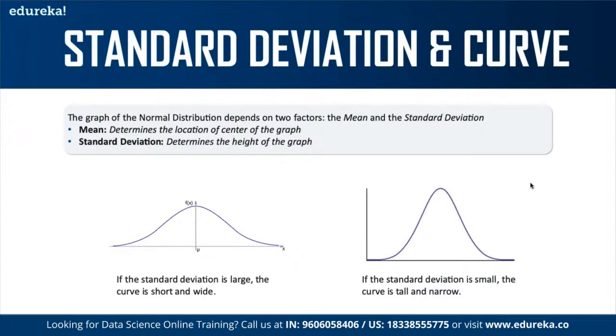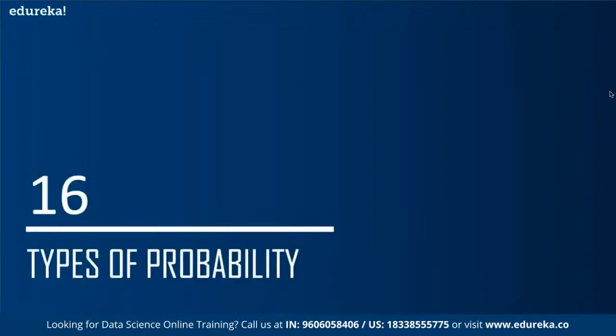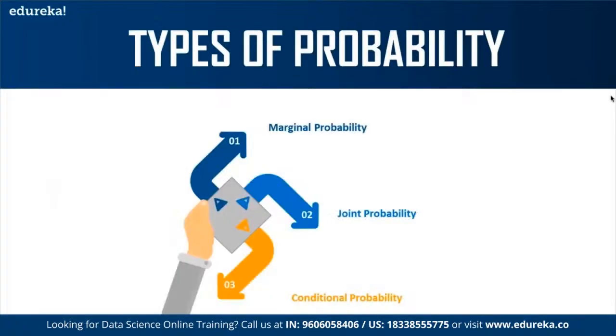It means how much it deviates from the normal distribution altogether, right? And then let's discuss the types of probability. In terms of types, we have three main types: marginal probability, joint probability, and conditional probability. Now, let's discuss what exactly these three are, step by step.